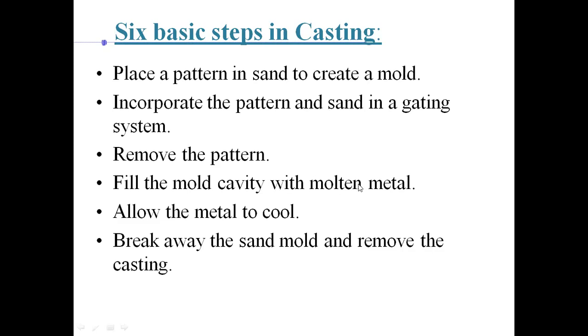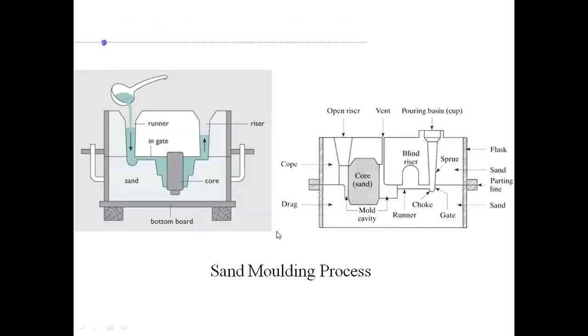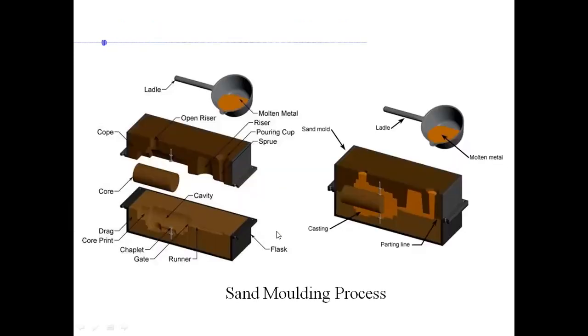So, filling the mold cavity with the molten metal, and next, allowing the metal to cool. That liquid metal will now be allowed to cool, and then break away the sand mold and remove the casting. Once that is solidified, after a specified time, you'll break this sand mold. You see a 3D diagram.